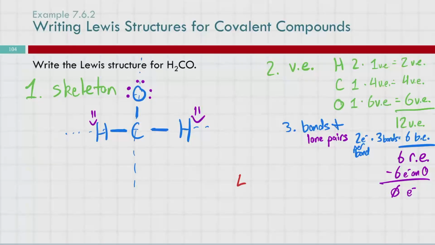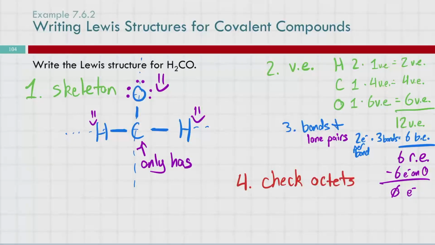And then step 4, check octets and fill anything out that we need to. We already talked about our oxygen. It's got its octet. The one that we haven't checked yet is our carbon. How many electrons does carbon have that counts towards its octet? It has 3 bonds. 3 bonds times 2 electrons, 6 electrons. So carbon only has 6 electrons, which is not an octet. Carbon is not happy. How can we get more electrons to carbon if we don't have any more electrons to place?